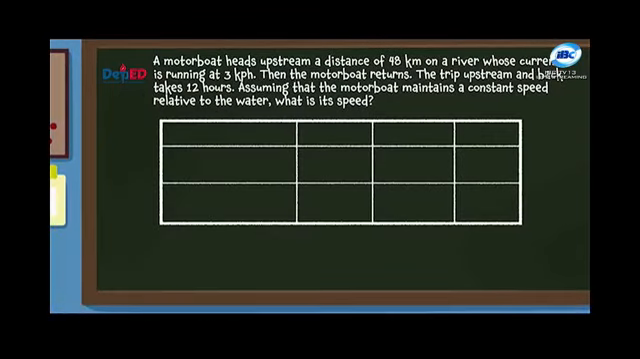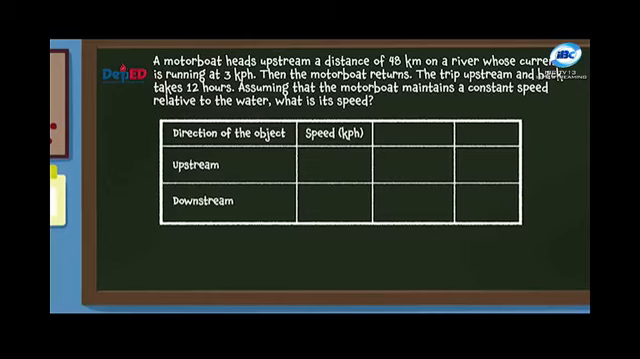First, we take note of the path or direction of the object, which in this case is the motorboat. There are two paths or directions taken by the motorboat: upstream, as mentioned in the first sentence of the problem, and downstream, as implied by the second sentence. Then the motorboat returns. Second, we express the speed of the object when traveling upstream and downstream in terms of the speed of the current and the speed of the object relative to the water or in still water.